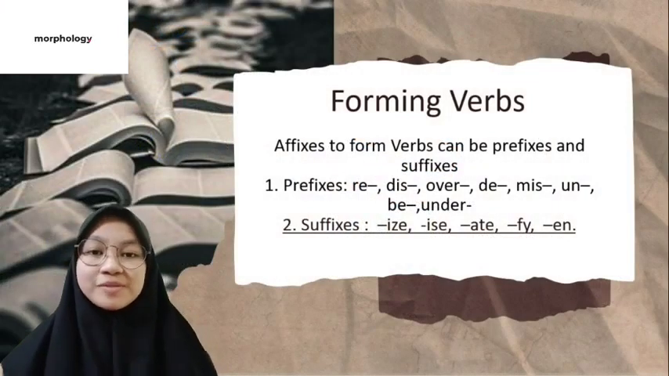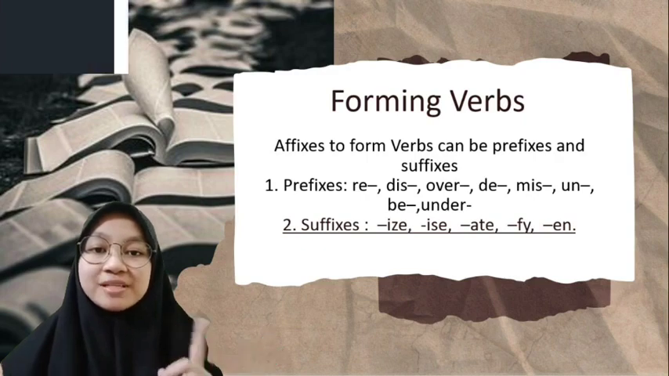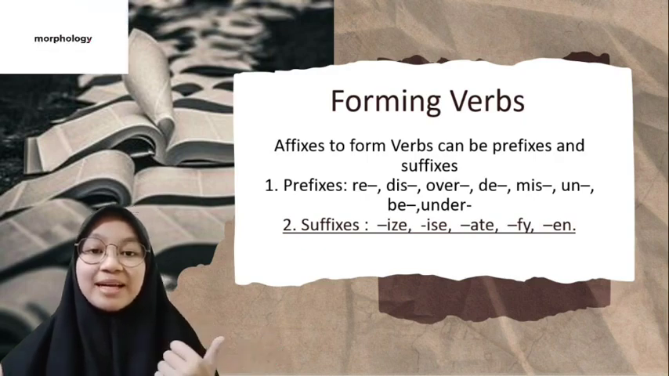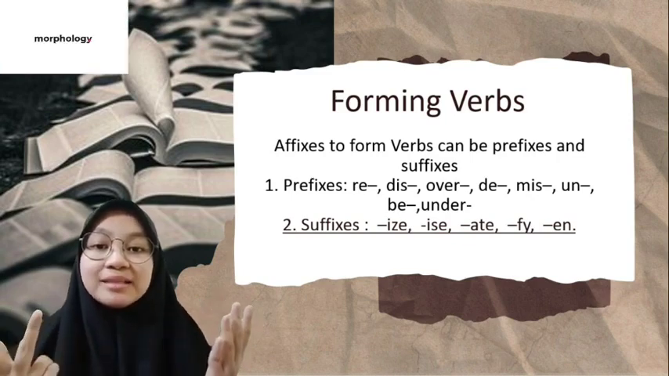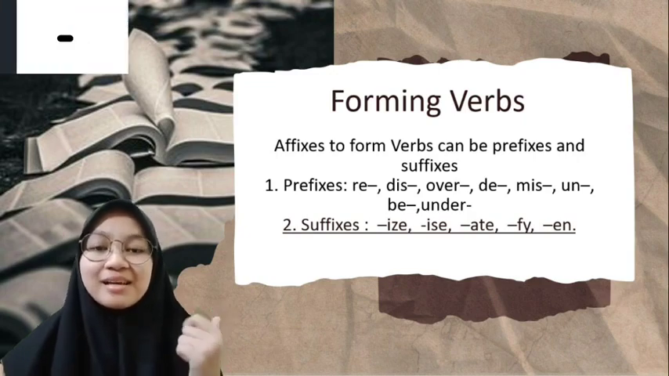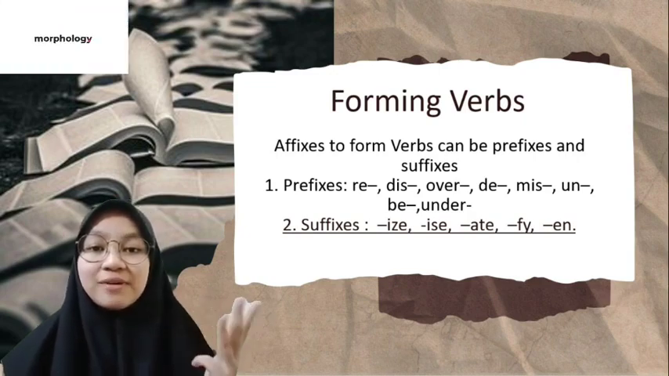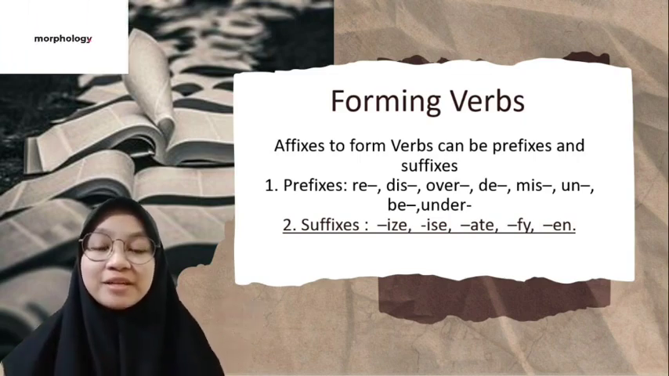To form verbs, affixes can be prefixes and suffixes. For prefixes, there are re, dis, over, de, mis, un, be, en, under, and for suffixes, there are ise, ate, fy, and en. These prefixes and suffixes have their meaning.